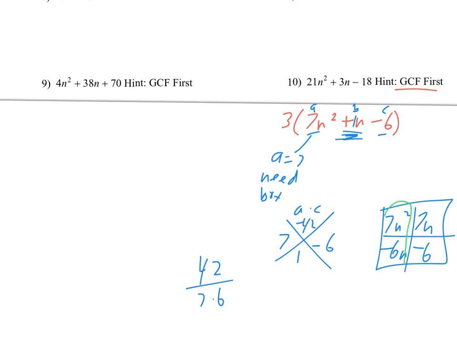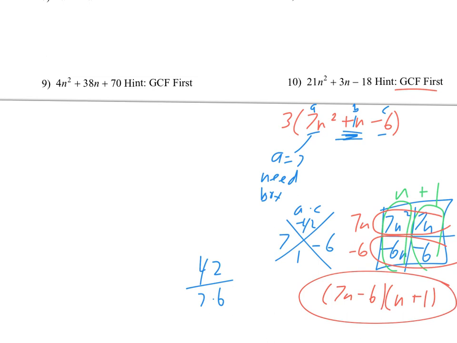So I'm going to do common factors going this way. This is just n. And this will be plus 1. And then going the other direction is 7n. And then these ones will be minus 6. And that one's a negative because the closest box is negative. Just double check here, make sure everything multiplies back in. So that gives you negative 6, negative 6n, 7n squared, and 7n. And so my answer then will be 7n minus 6 times n plus 1.